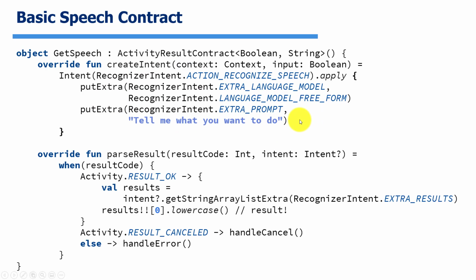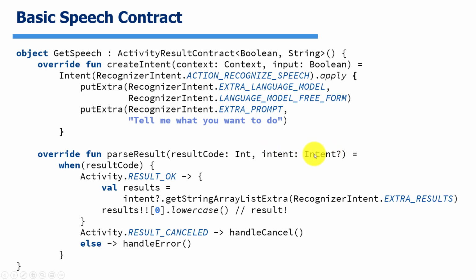Once the user has responded to that prompt and said something, it's going to return the results back, and parse result can handle it. The data comes in this intent that's being passed in, and the result code tells you if the user said okay, let me have some data here, or if we're canceling the request. So if the user said everything's okay and they actually did things without hitting the cancel button, we're going to get back results in this extra results part of that intent.